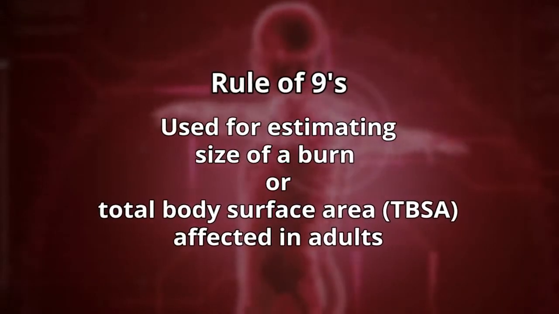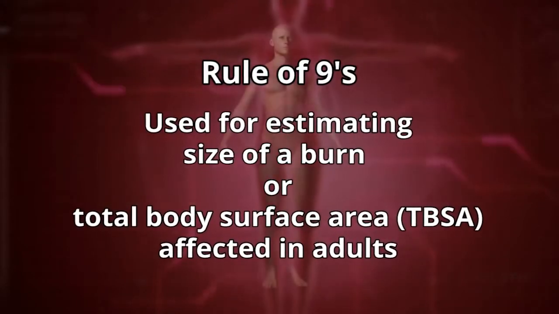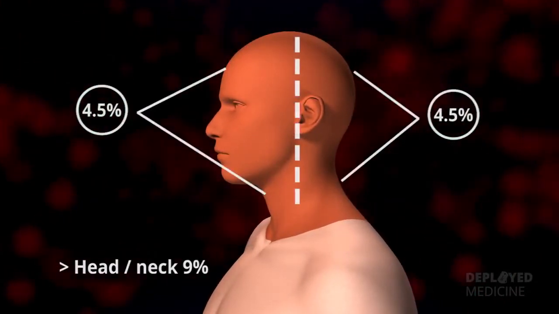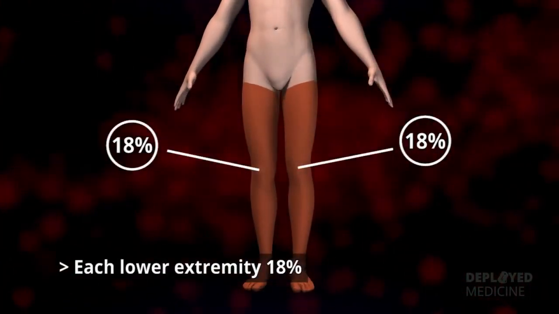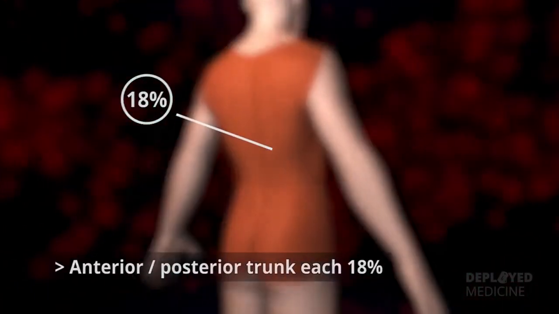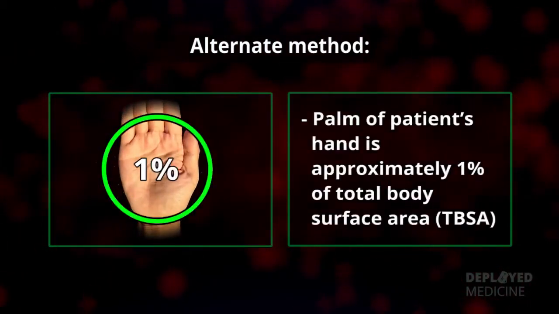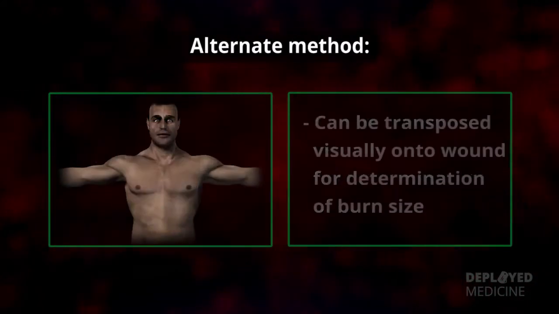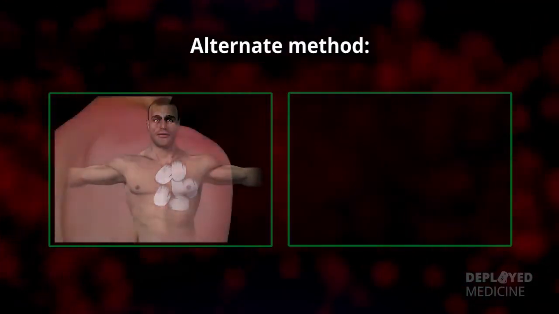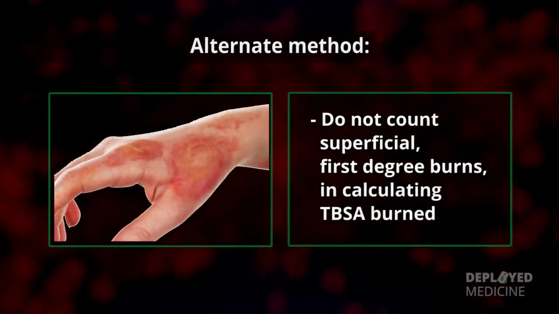The rule of nines is used for estimating the size of a burn or total body surface area affected in adults. Each upper extremity is 9%. The head and neck are 9%. The lower extremities are each 18%, and the anterior and posterior trunk are each 18%. Another quick method is using the palm of the patient's hand. It is approximately 1% of total body surface area and can be transposed visually onto the wound for a determination of the burn size. Do not count superficial first-degree burns in calculating the TBSA burned.